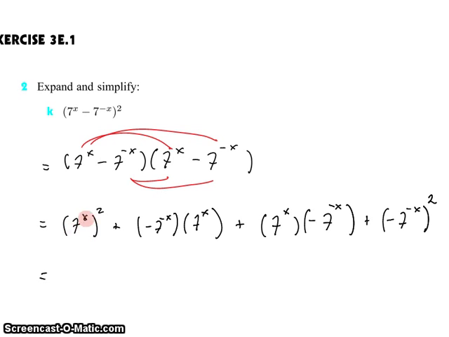All right, using index laws, we have 7 to the x squared. That's 7 to the 2x. Then we have a negative times a positive. That's going to be negative. And then again, using index laws, 7 to the negative x times 7 to the x is 7 to the negative x plus x. So we add the indices. Same story over here. It's going to be negative because we have a negative and a positive. We'll have 7 to the x take x. Add the indices. Lastly, on this side, we have two negatives, so that's going to be a positive. It's going to be 7 to the negative 2x. Multiply the indices.